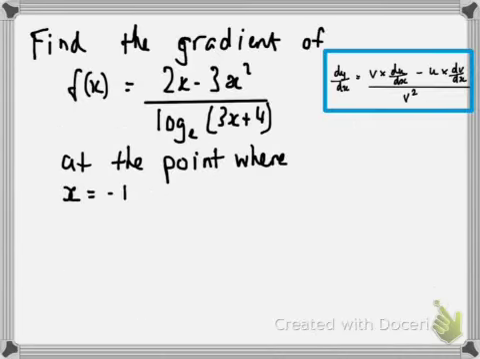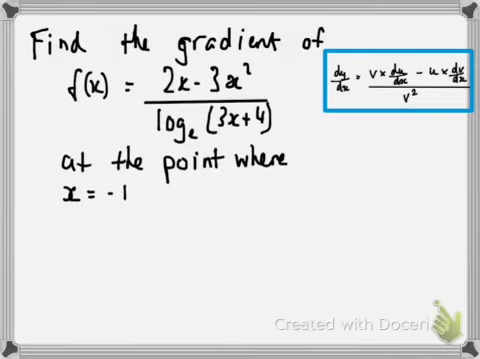Last question for this video on the quotient rule. Find the gradient of f of x equals 2x minus 3x squared over log of 3x plus 4 to the base e, at the point where x equals 1. And we know by now that to find the gradient at a point, we substitute the x-coordinate into the derivative. So first thing we have to find out is the derivative.